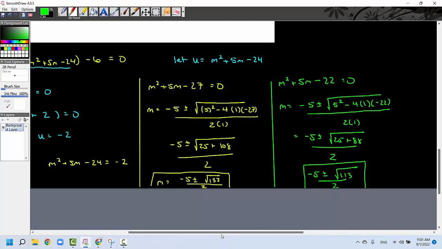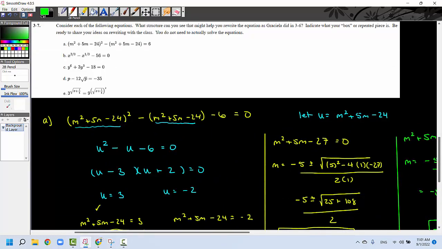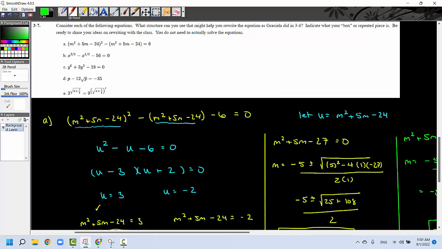So again, the notion of the u sub allows us to see this in a little bit better way. So I'm going to do another example real quick. Let me clean up the board real quick. Actually, I'll be right back.